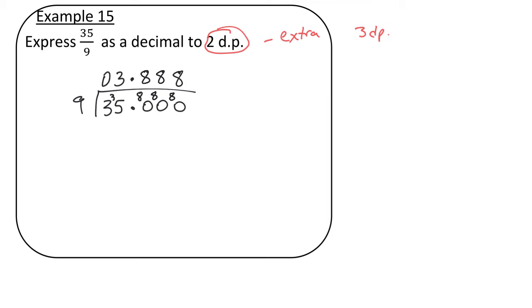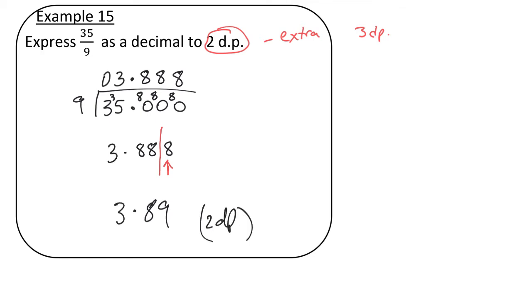But we don't need to go any further. We've gone to our 3 decimal places. So to 3 decimal places, the answer is 3.888, which whenever we're rounding, the 8 means we'll round up. So the answer then to 2 decimal places is 3.89 to 2 decimal places.